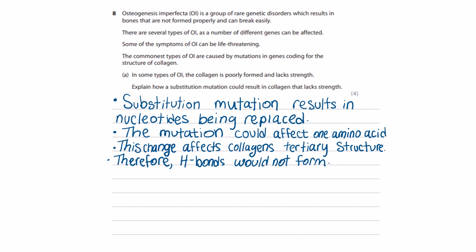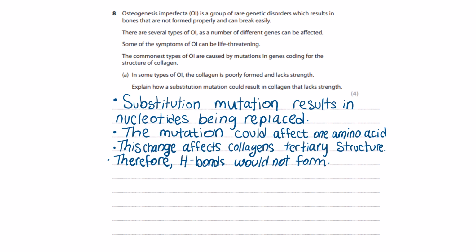Okay, question 8. Osteogenesis imperfecta, OI, is a group of rare genetic disorders which results in bones that are not formed properly and can break easily. There are several types of OI as a number of different genes can be affected. Some of the symptoms of OI can be life-threatening.